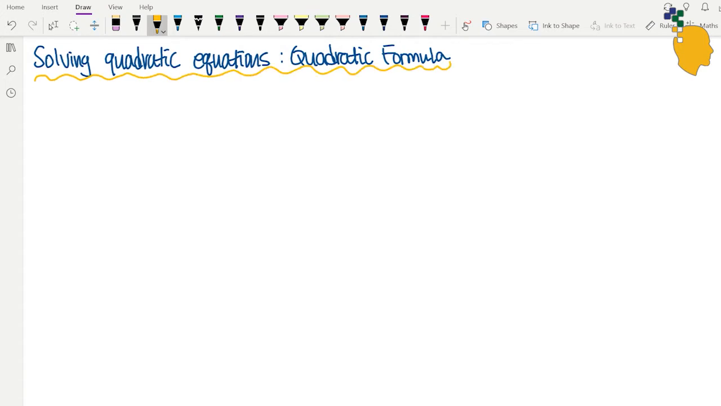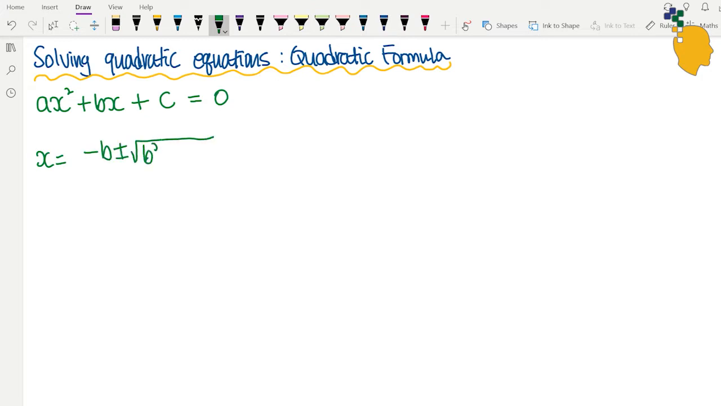Today we're gonna show you how to solve quadratic equations using the quadratic formula. Let's say we have a quadratic equation ax squared plus bx plus c equals 0. You can use this legendary quadratic formula to solve for the x value here. x equals negative b plus minus root b squared minus 4ac over 2a.